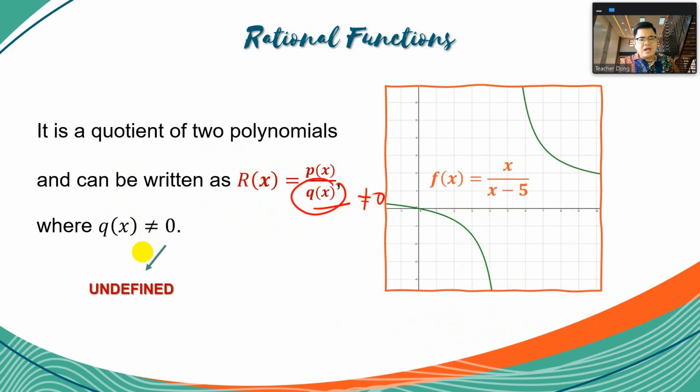So this is how we are going to illustrate and visualize the graph of a rational function. So let's say the graph of f of x is equal to x over x minus 5. As you can see, we have two curves for this specific rational function. And then there are also software applications that you can use in graphing this type of function easily.